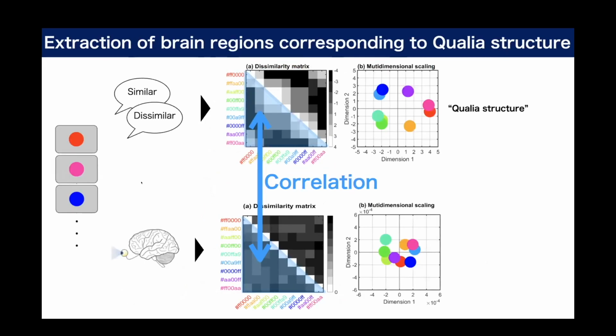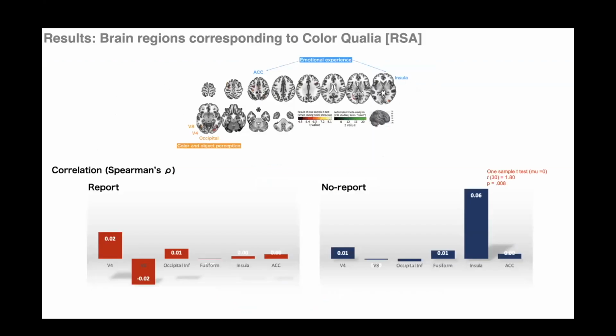So here we can create this similarity matrix and MDS from subjective report and from brain activation patterns. And now what we want to do is find where in the brain corresponds to the Qualia structure obtained from subjective report. So in order to know that, we simply correlated these matrices and see which regions are more correlated compared to other regions. Okay, so here are the results.